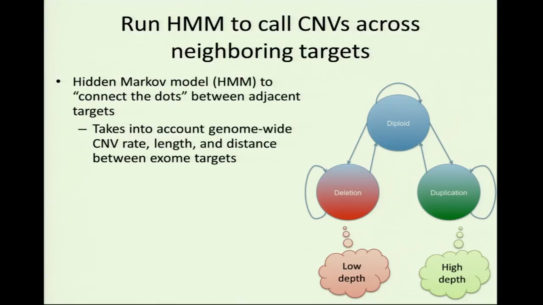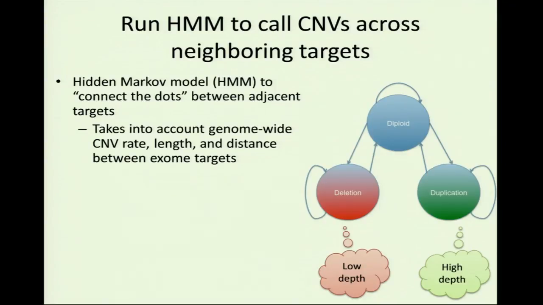So now that we have that normalized read depth data, what we actually do, and this is why XHMM is called XHMM, is use an HMM, a hidden Markov model, to connect the dots between neighboring exons to call the CNVs. Because for any one target, the data is still pretty noisy. Just saying I have high or low read depth at that target is still hard to interpret: does that correspond to a duplication or deletion?